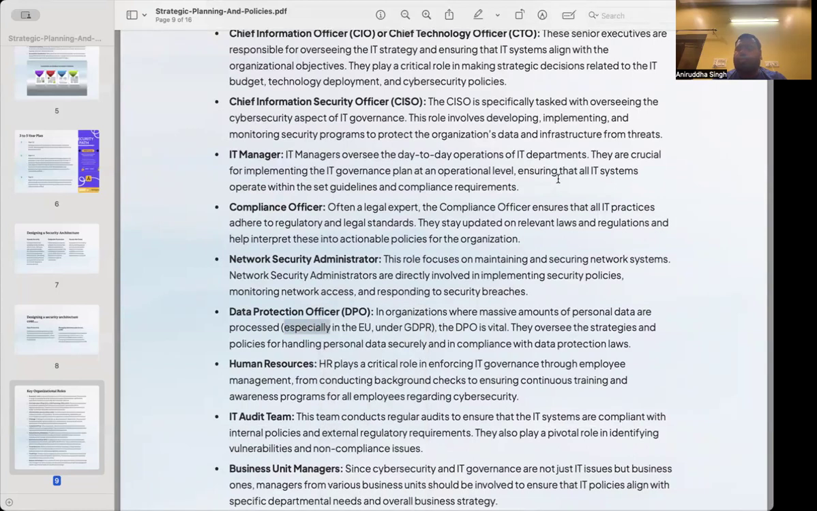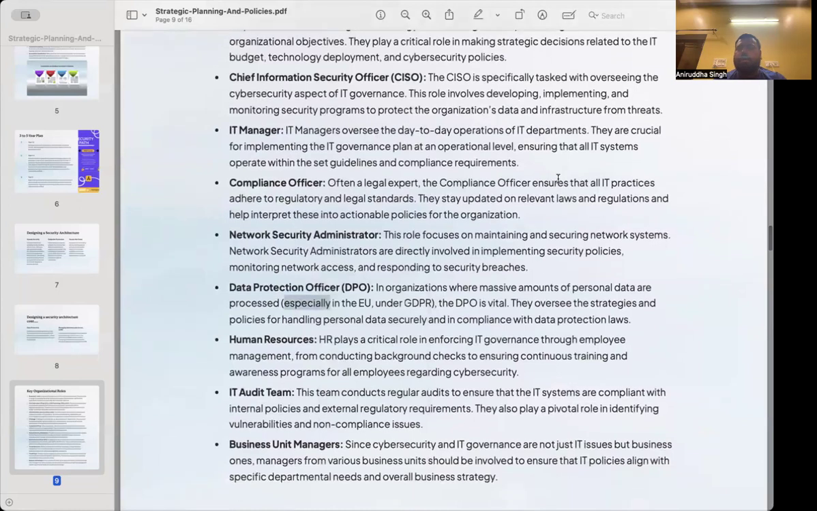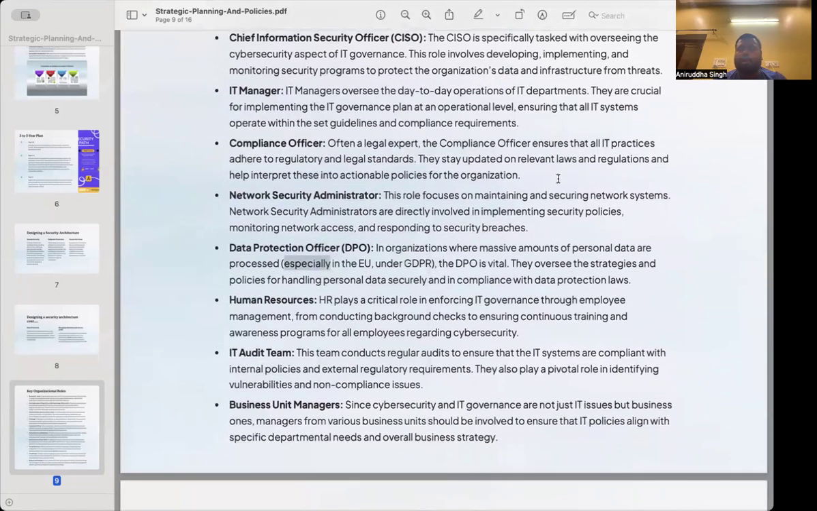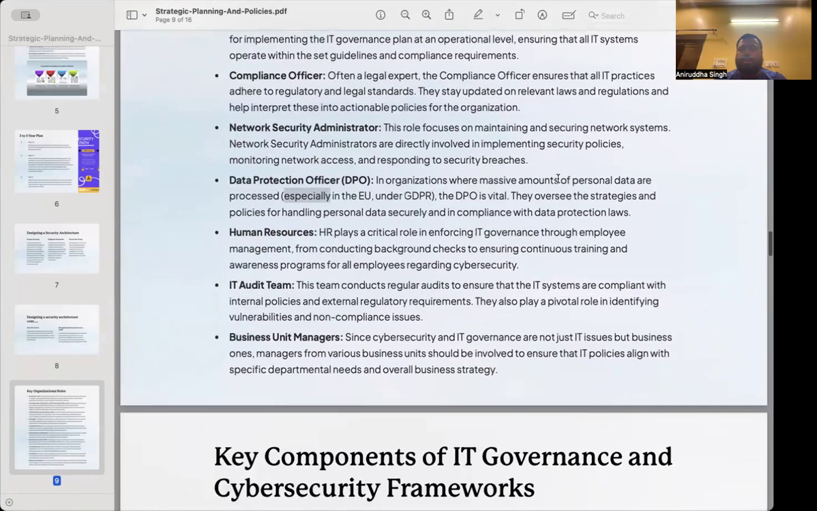This role basically involves developing, implementing, and monitoring security programs to protect the organization's data. IT managers need to be there to ensure that all IT systems operate within the set guidelines. Compliance officers are usually legal experts. They are updated on relevant laws and regulations to help interpret these into actionable policies. Network security administrator. This network security administrator is directly involved in implementing security policies, monitoring network access, and responding to security breaches.